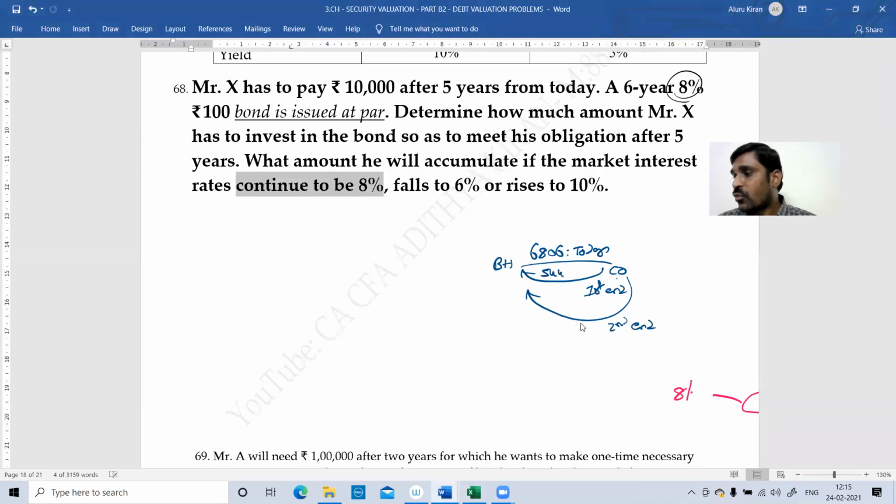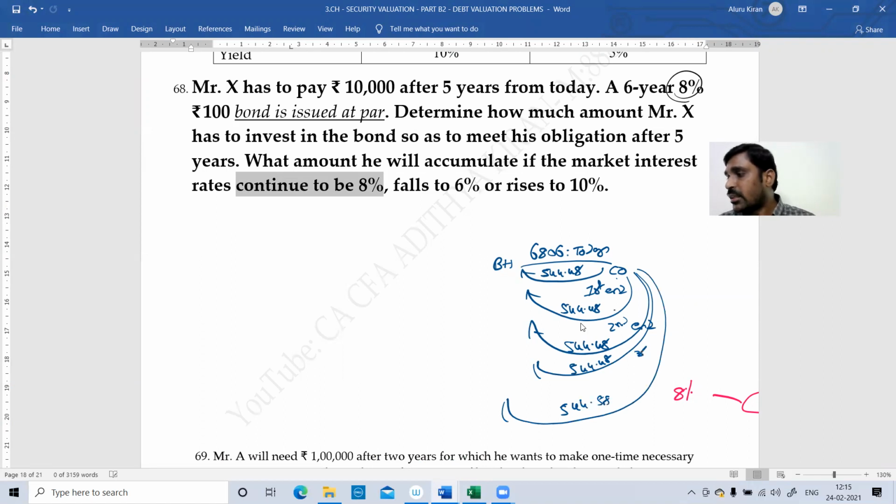544.48. Like that, the company will pay for 5 years. How many times will the company pay? First, second, third, fourth, and fifth. 544.48, five times, for 5 years.